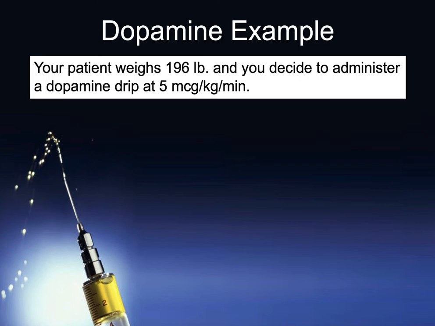Your patient weighs 196 pounds, and you're going to start your dopamine drip at 5 micrograms per kilogram per minute. If you work in a system where dopamine is routinely used as a pressor agent for things like cardiogenic shock, this is a very typical starting dose. 5 micrograms per kilogram is a relatively safe dose that is likely to produce some positive cardiac effects.